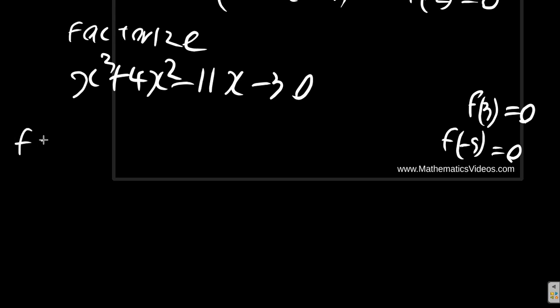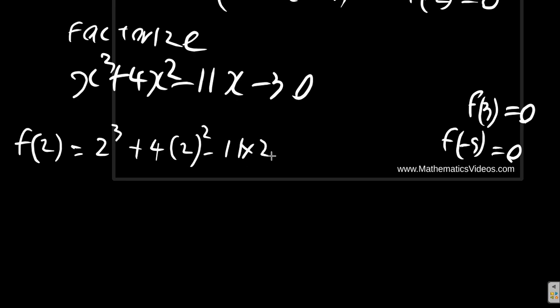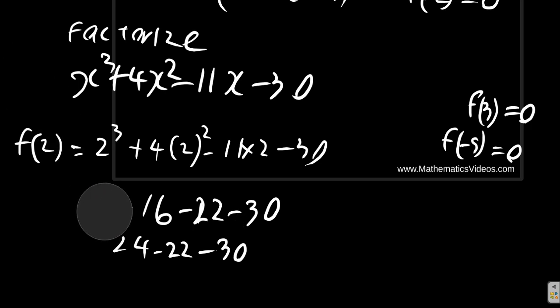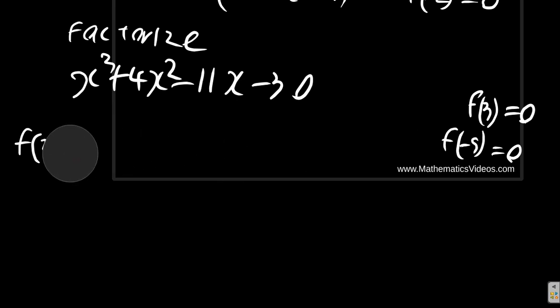Try 2. F of 2. What would that give you? 2 cubed plus 4 times 2 squared minus 11 times 2 minus 30 gives you 8 plus 2 2s 4, 4 4s 16, minus 22 minus 30. So you get 8 and 16. That's 24 minus 22 minus 30. So 24 minus 22. Well, in that case, that would not be 0 either. Try f of negative 2 then.